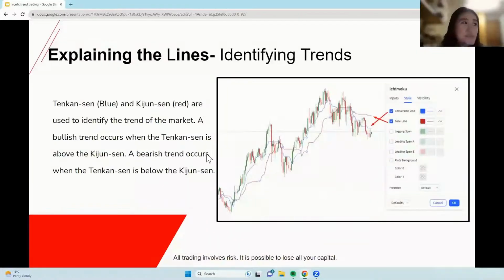Okay, so in the chart that I've included, the Tenkan-sen is the blue line, or conversion line, and the Kijun-sen is the red line, or the baseline. So a bullish trend occurs when the blue line crosses above the red line, and a bearish trend occurs when the blue line crosses below the red line.